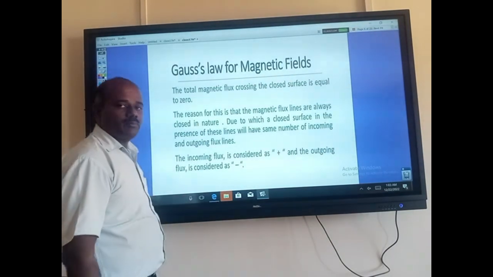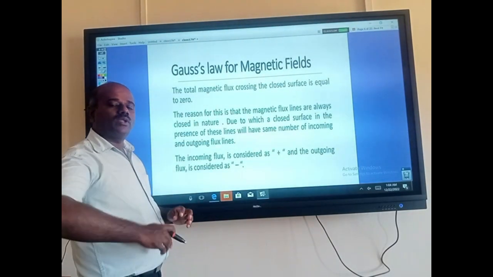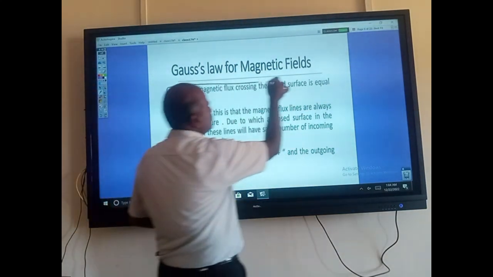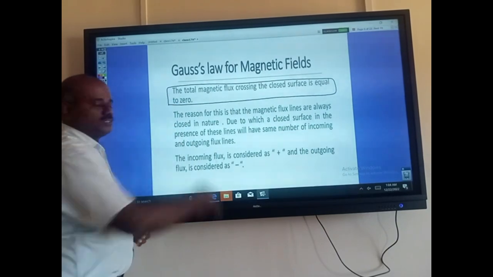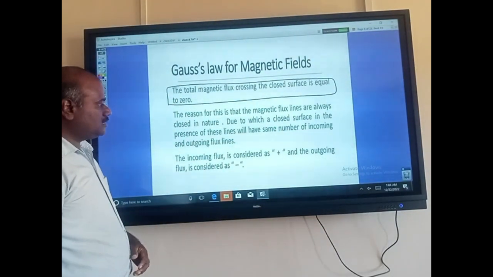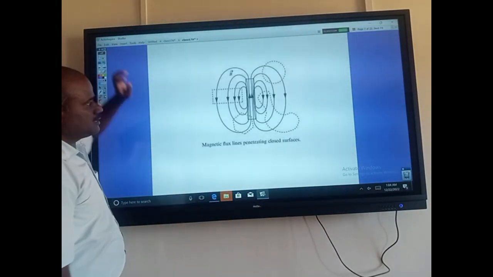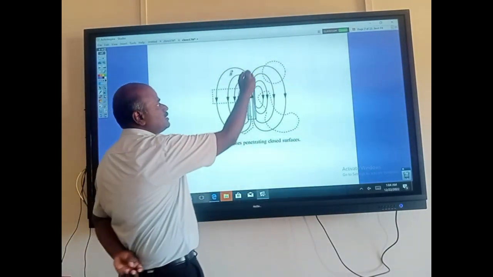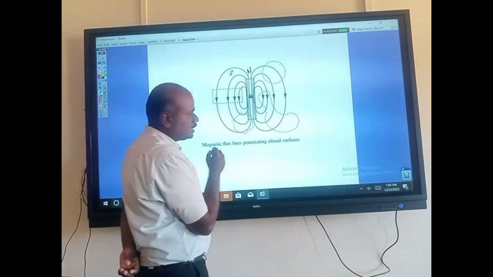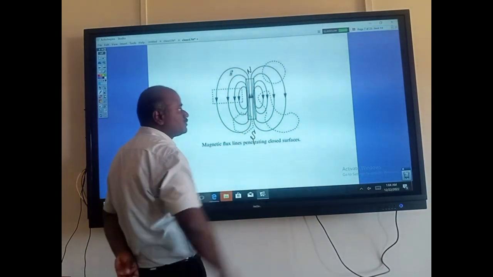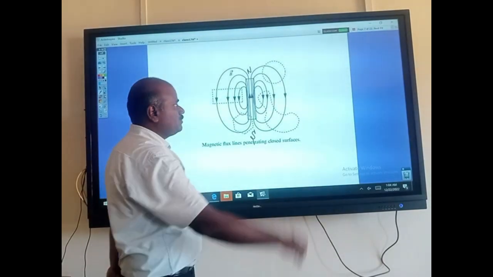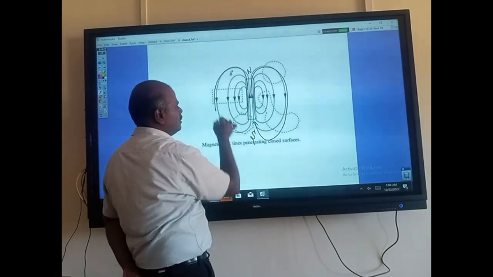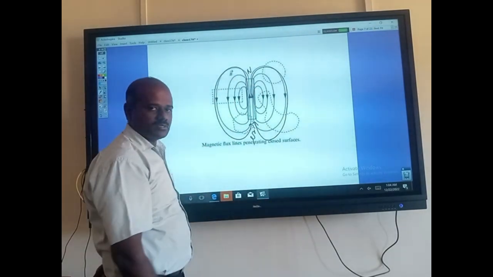Okay, next, Gauss law for the magnetic field. This is again a very simple theorem. What it says is that the total flux crossing a closed surface is equal to 0. For understanding purposes, first I will consider this diagram. This is a piece of magnet; assume this side is the north pole and this side is the south pole. Normally we know the flux lines start from the north pole and end in the south pole. Obviously all magnets do this.